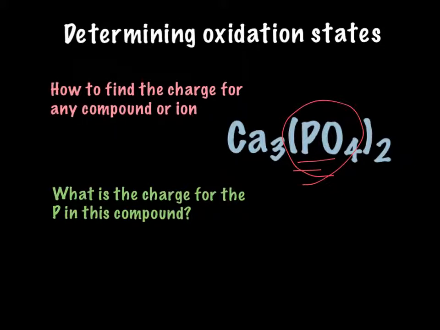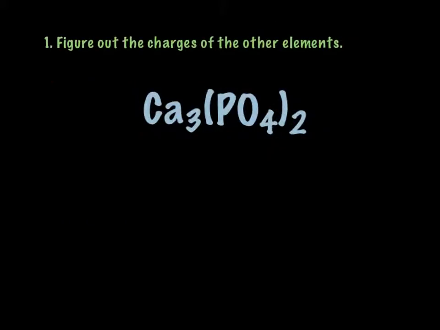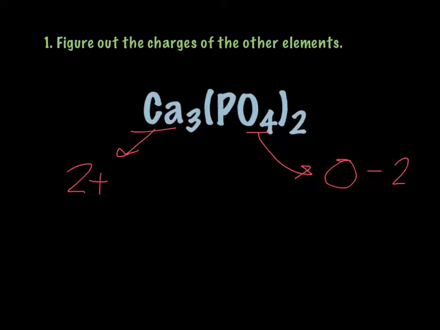So the first step is to identify the charges on the other elements. So for calcium, we know that its charge is +2. And for oxygen, we know its charge is -2. All right. We will use that information, how many of the elements are present, to figure out then what our phosphorus has a charge of.